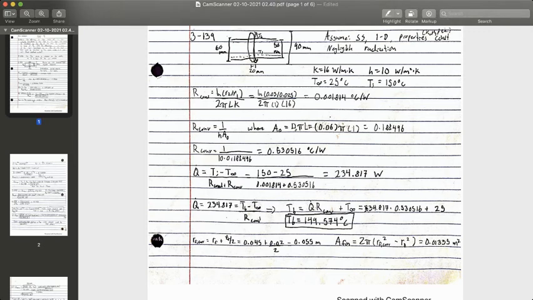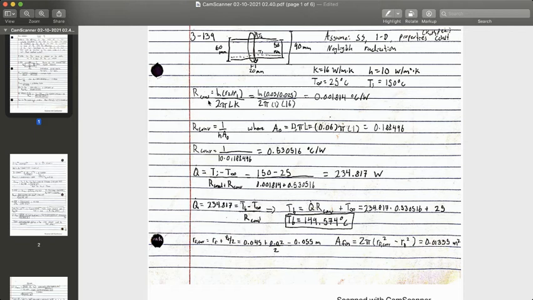So the first problem is asking us to find the temperature at the base and the heat loss through some flanges, where the flanges are connecting these circular sections of pipe. We're going to start by assuming steady state, one-dimensional, the properties are constant, things like thermal conductivity, mu, rho, etc., and that the radiation is negligible.